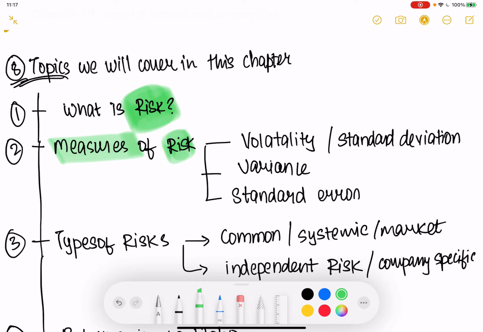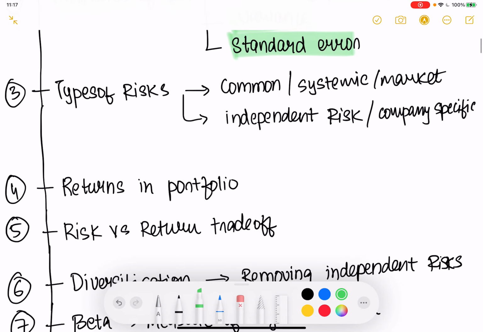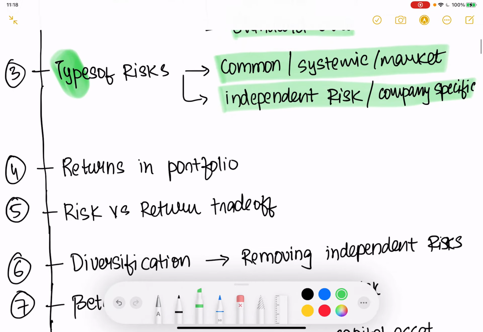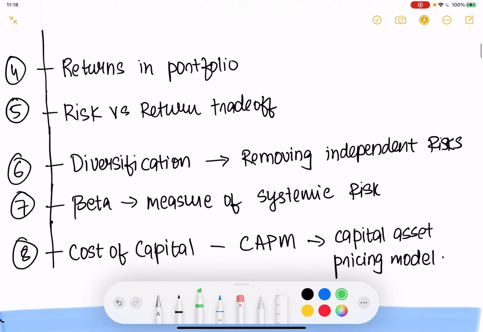And there are 3 different measures: volatility, standard deviation, variance, and standard error. So once we know what is risk, we look at how to measure risk. And then we look at 2 different types of risks: common, systemic, or market risk, and second, independent and company specific risks.